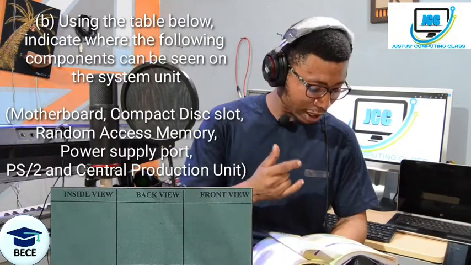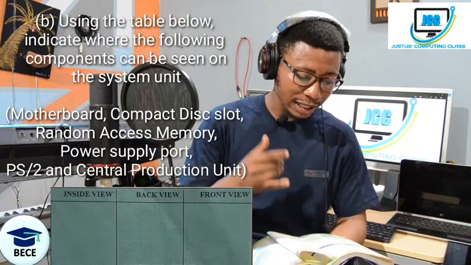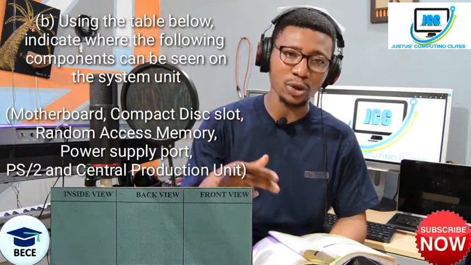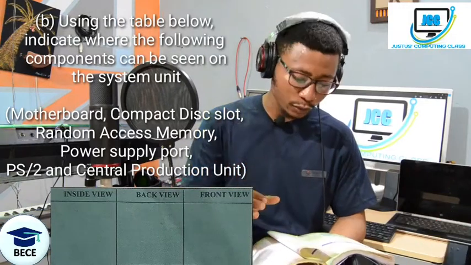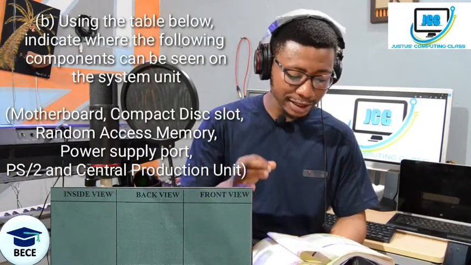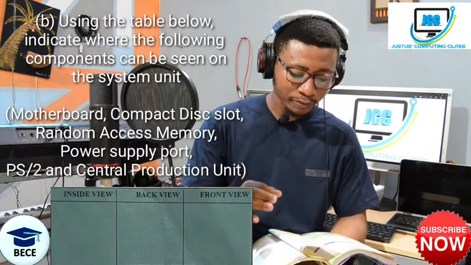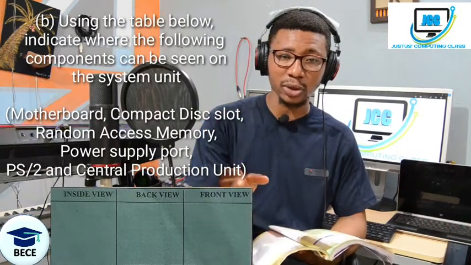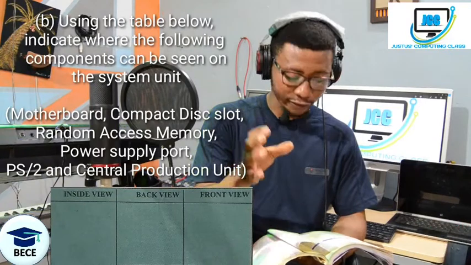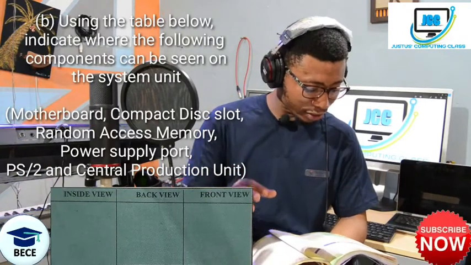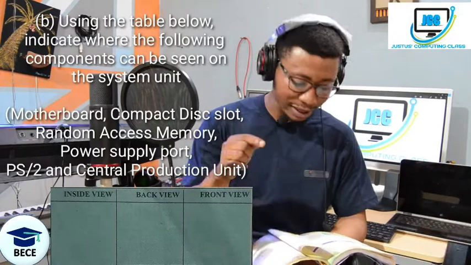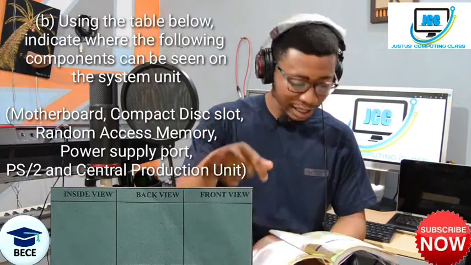So the first one is the motherboard. The motherboard is found inside the system, so that is the inside view column. Then we have the next one, the compact disk slot. That is the front view. When you look at the front of the system unit, we have the compact disk slot in front. Then we have the random access memory. As you know, it is found inside the system, so the inside view.